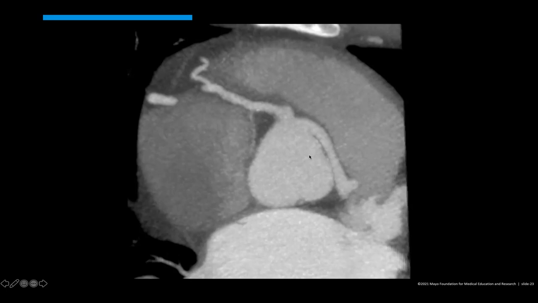But in this case, it's the left main that is going between the aorta and main pulmonary artery. And again, this is the kind of anomalous coronary artery course that you would be concerned about. You would definitely want to investigate this further. Most of these are going to be treated. This would be considered malignant.